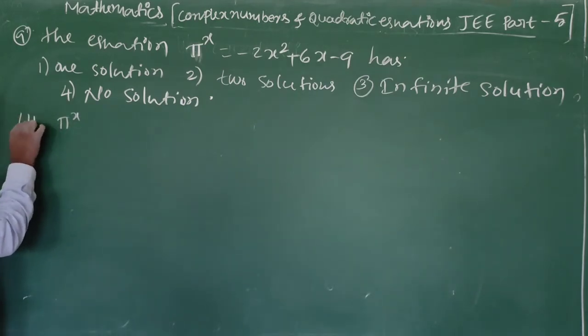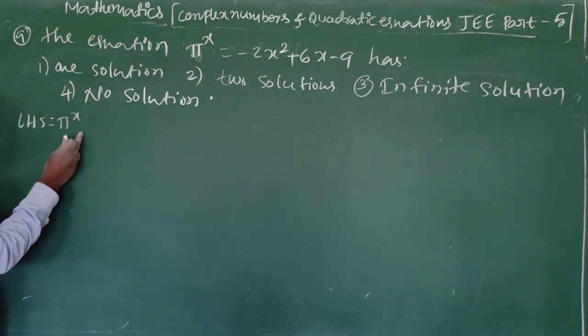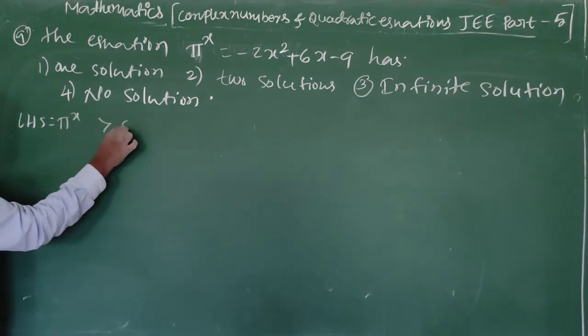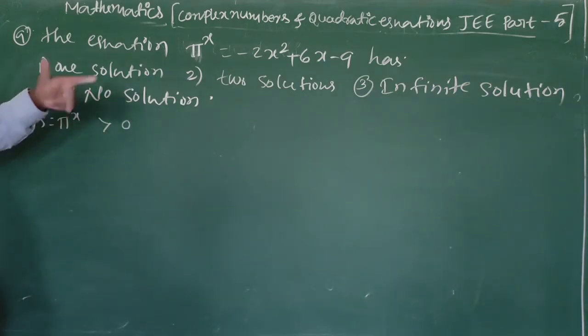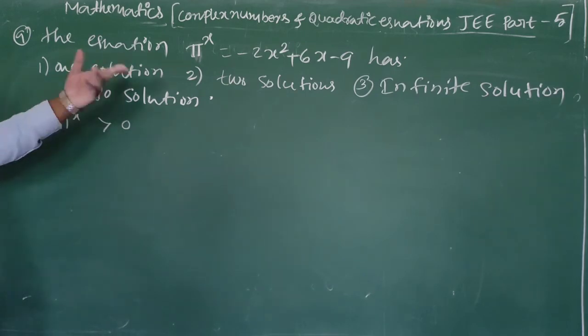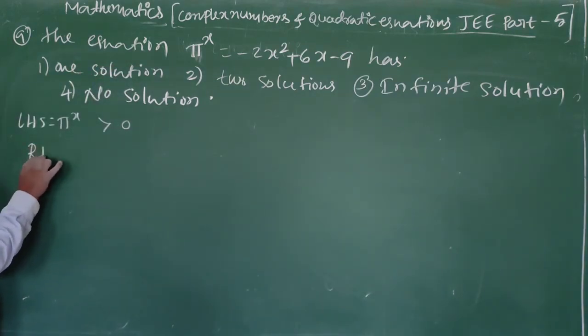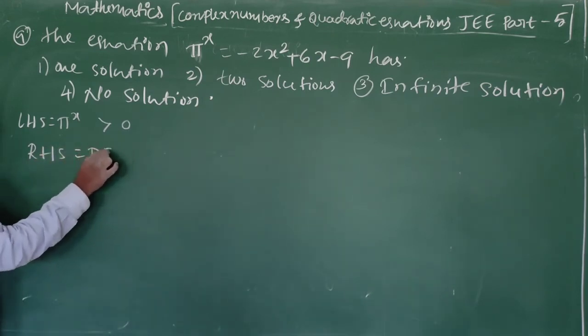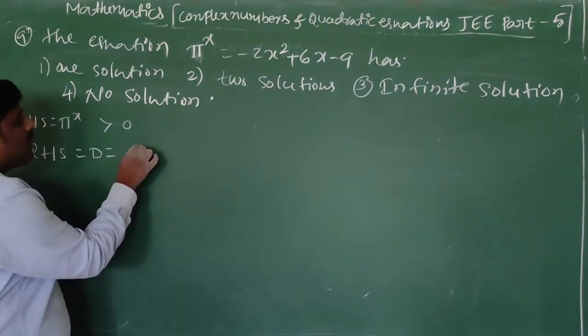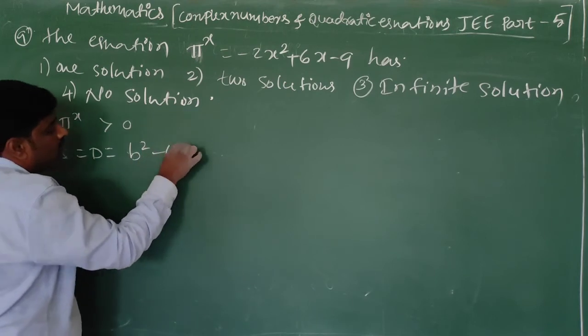So LHS, pi to the power of x, is positive. This is greater than 0. Now come to RHS, come to discriminant. We have to find the discriminant. So for RHS, the discriminant D is b square minus 4ac.